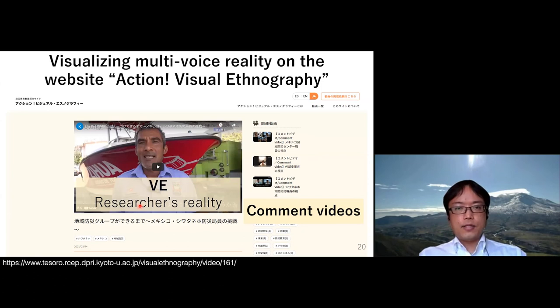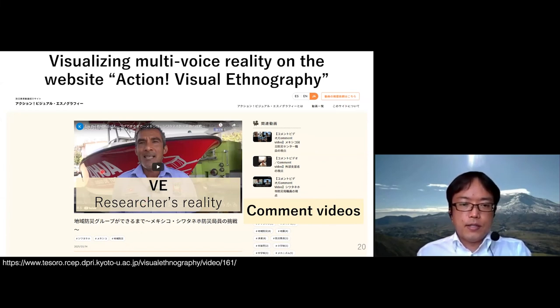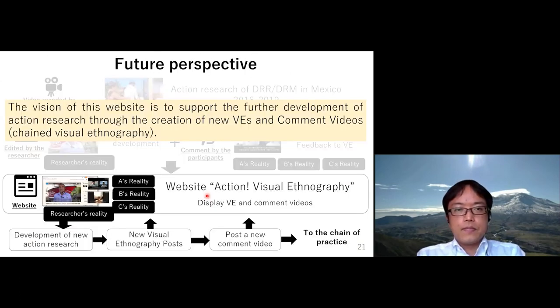So now I am developing the action visual ethnography website. In the main part, there is the research as a reality, the visual ethnography that I showed today. But at the same time, there are comment videos listed, so that we can find out the different ways of looking at this action research, the multiple research realities. So after developing this action visual ethnography website, I really hope that this website will support the further development of action research through the creation of new visual ethnographies and comment videos, like a chained visual ethnography.